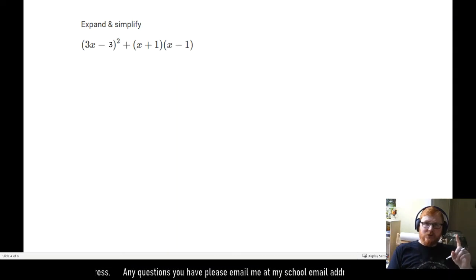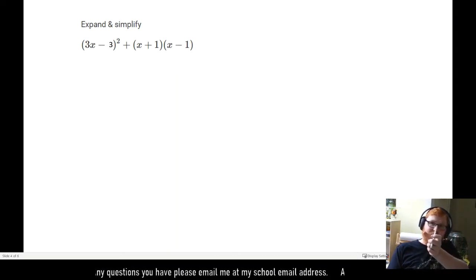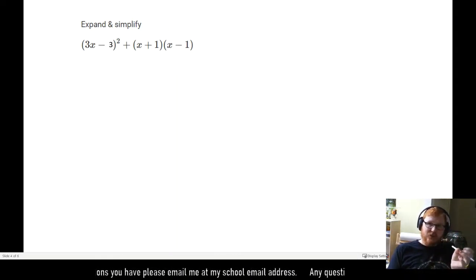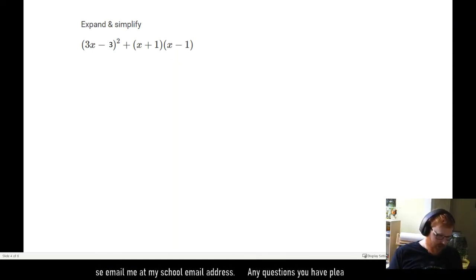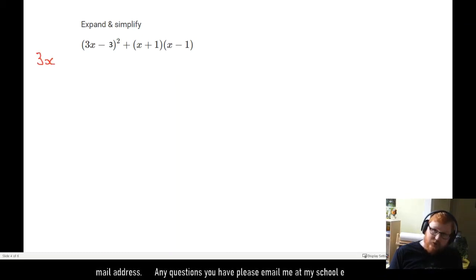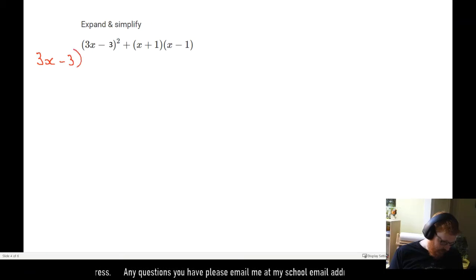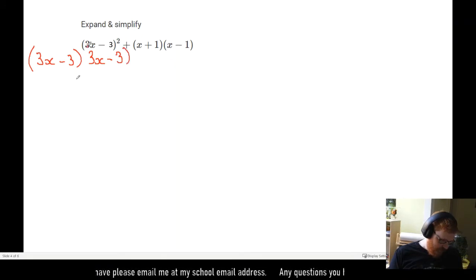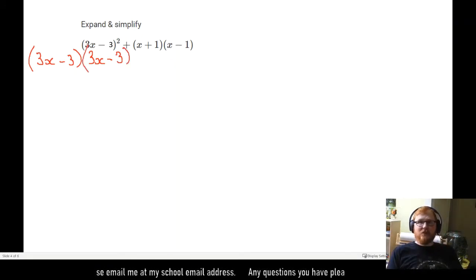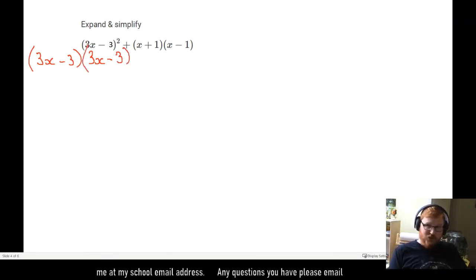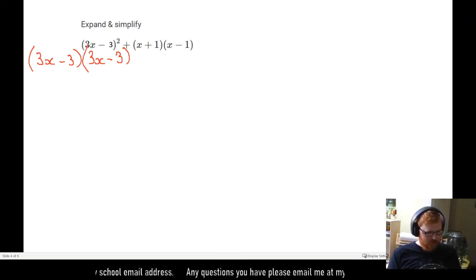The first thing I want to do here is get rid of that 3x minus 3 all squared. Okay, I want to expand that first. So 3x minus 3 all squared is the same as 3x minus 3 times 3x minus 3. Okay, that's what it means. To square something means to times it by itself. Makes a nice square shape.